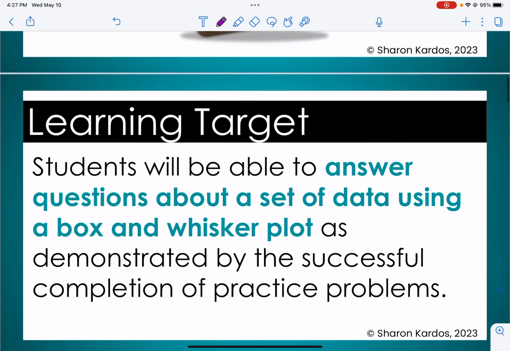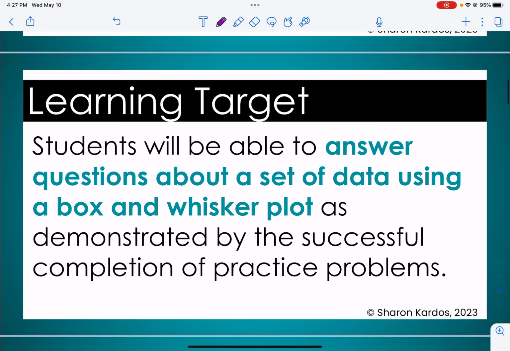So our learning target for today says students will be able to answer questions about a set of data using a box and whisker plot, as demonstrated by the successful completion of practice problems.